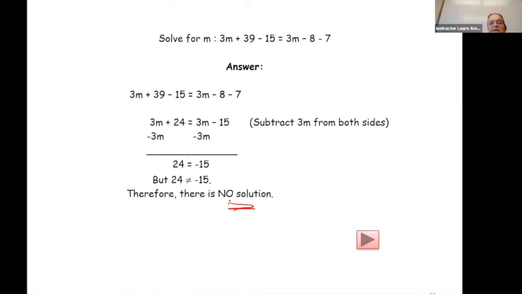Okay, they did the process a little bit differently than I did. In this particular case, they started by subtracting 3m from both sides. They just combined the like terms here, combined the like terms there, and wound up with 24 equals negative 15, which is equally silly, obviously not true, and so there's no solution.